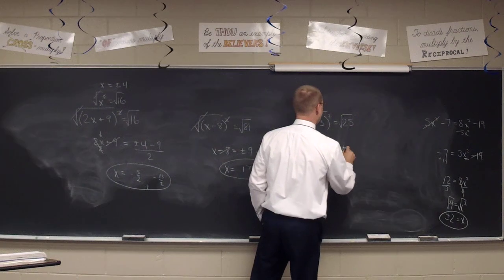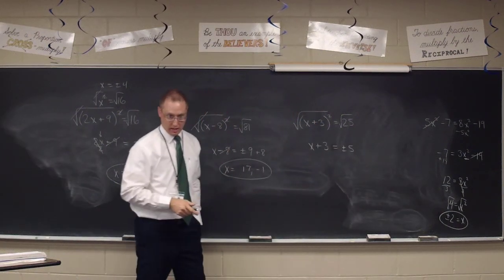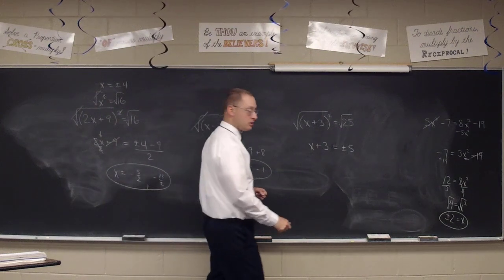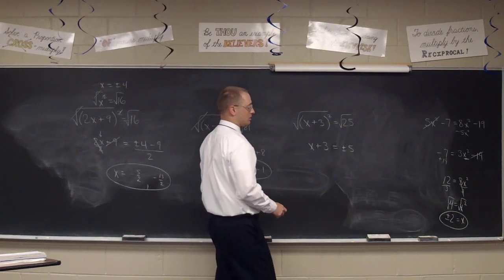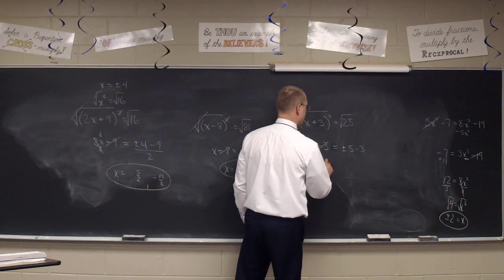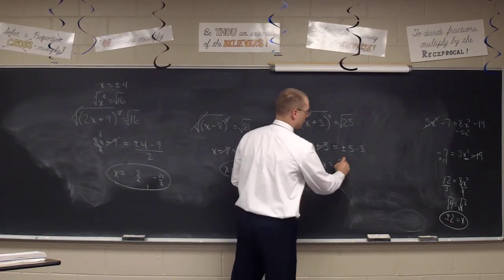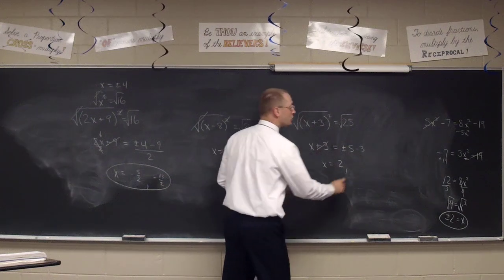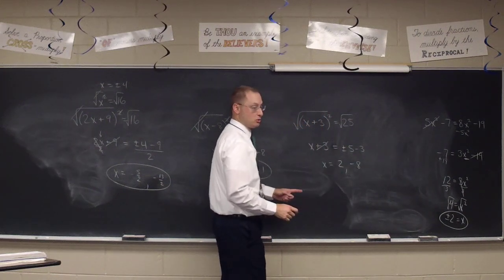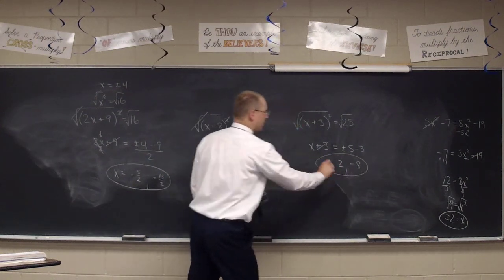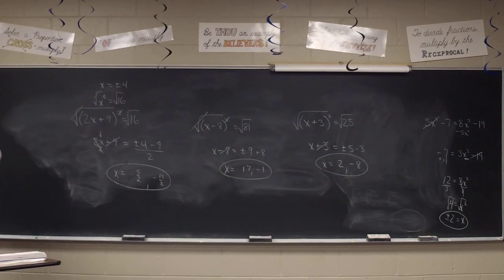Perfect. Any questions on what Dylan did in the first step? No. Now what do I need to do, Dylan? Move the positive 3 over as a negative. And what are my two answers, Dylan? 2, negative 8. Good. 5 minus 3, which is 2, and negative 5 minus 3, which is negative 8. There's my two answers. Now, what's the application of this?